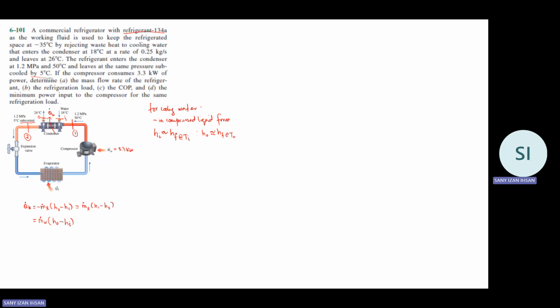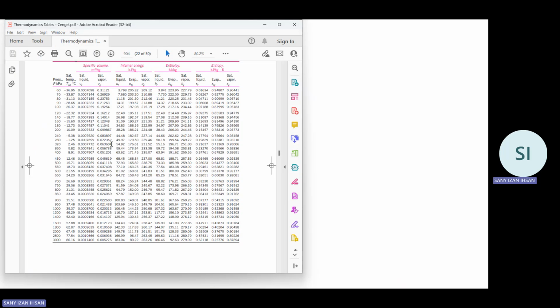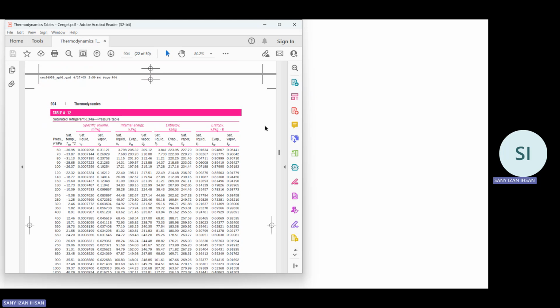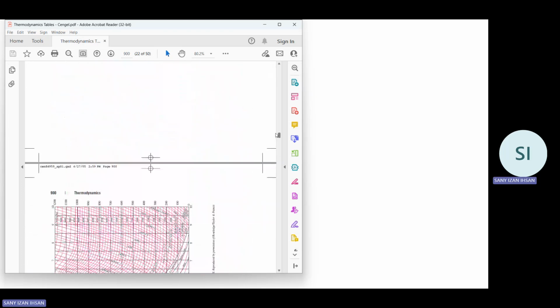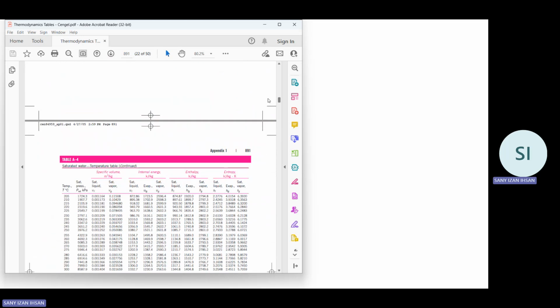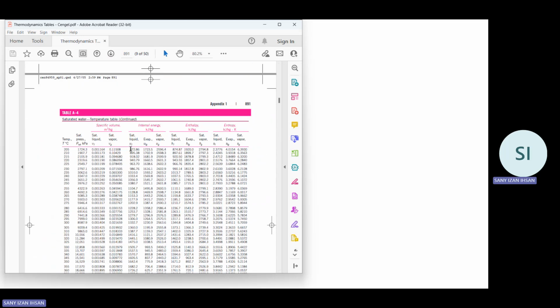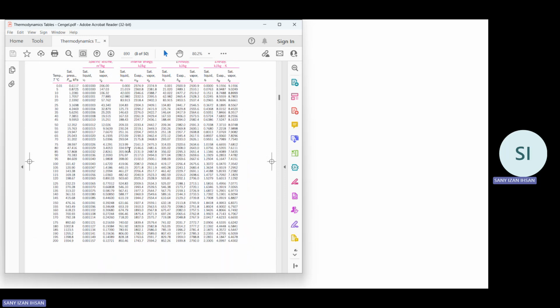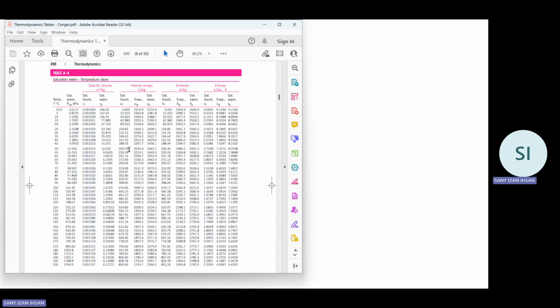Okay, let's go to the table. If you refer to your table, let me go to my table. Oh, this is refrigerant. We need to go to A4 because we are estimating based on the temperature. The variation is not based on pressure. Going back to our problem, our inlet temperature is 18 degrees and outlet 26 degrees. We are talking about the cooling water coming in at 18 degrees, going out at 26.